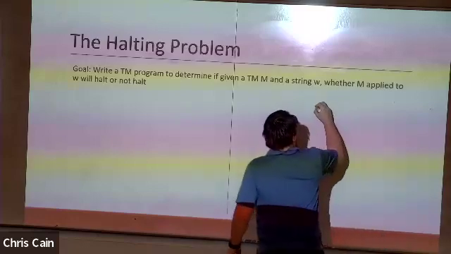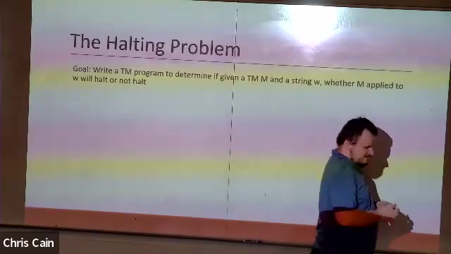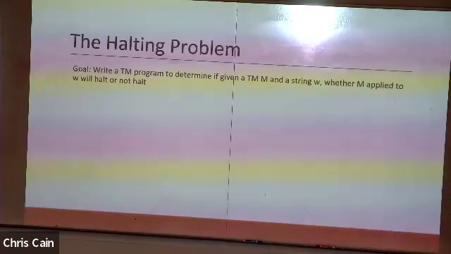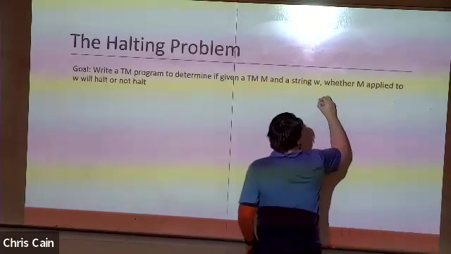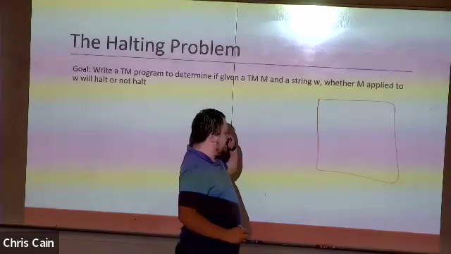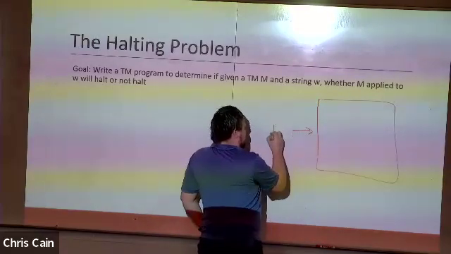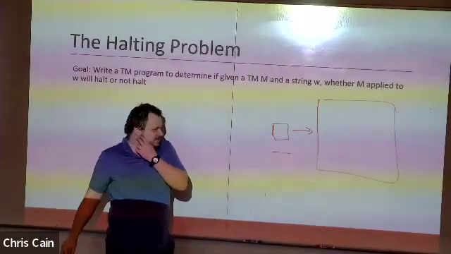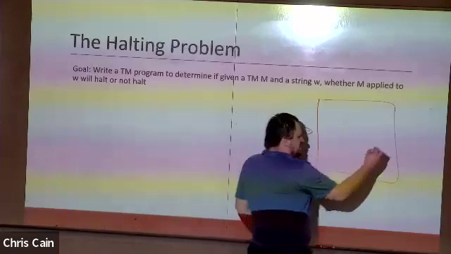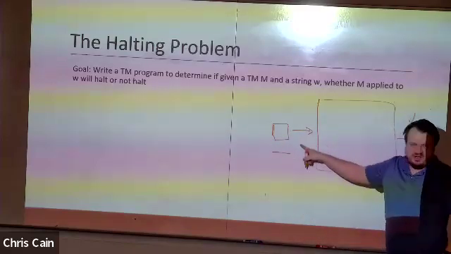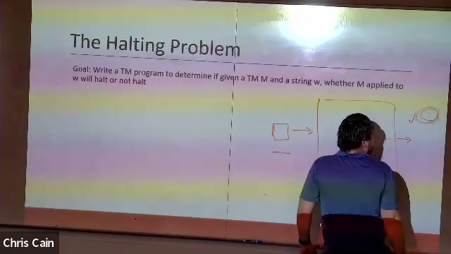So we're going to create a large scale program. Think of it as a very big box. We need to write this program. And this program will take as input some other program, and it will take some input to that program. And the goal is to spit out either, yes, this string applied to this program goes into an infinite loop, or it does not.